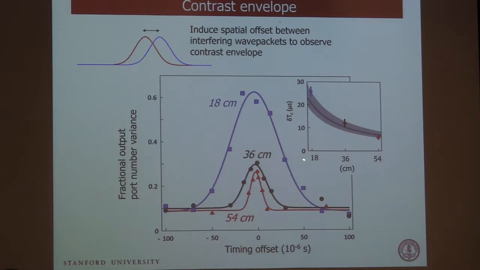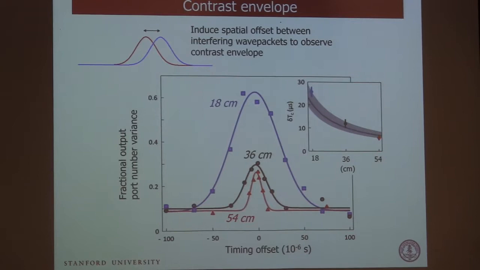This is the separation of the wave packets, and this is the coherence, the width of the wave packets, the width of these contrast envelopes. And you can see our observations map onto this very simple theory, whose origin is quantum interference between these separate wave packets. The fact that you see that says that you have to be seeing interference.